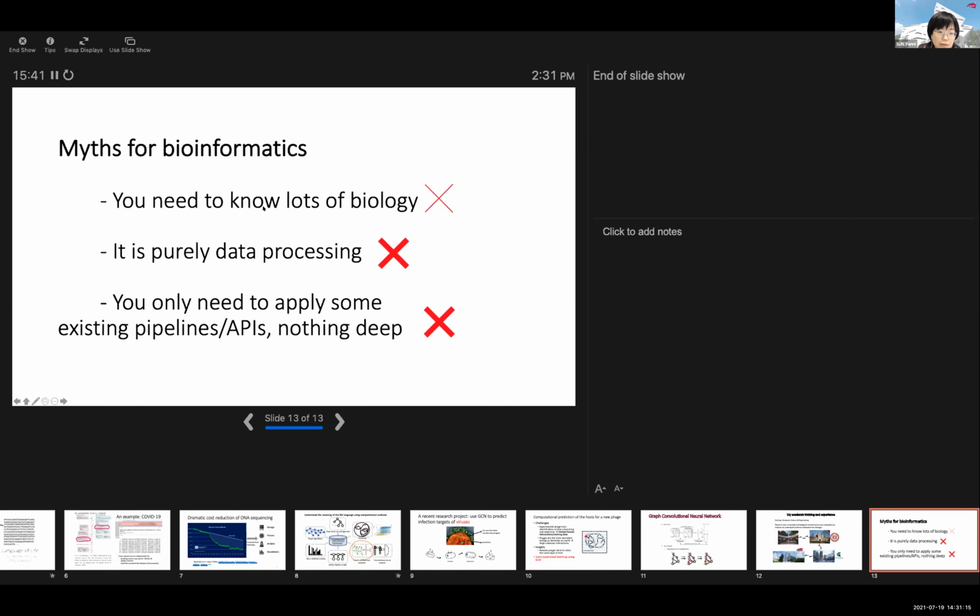And finally, these are some myths about bioinformatics. Because I focus more on algorithm and tool development, we go very deep in that part rather than just data processing and calling APIs. Also, as we focus more on algorithms, we don't use lots of biology. But if you know biology, you will be more sensitive to the research problems. That is always a bonus.